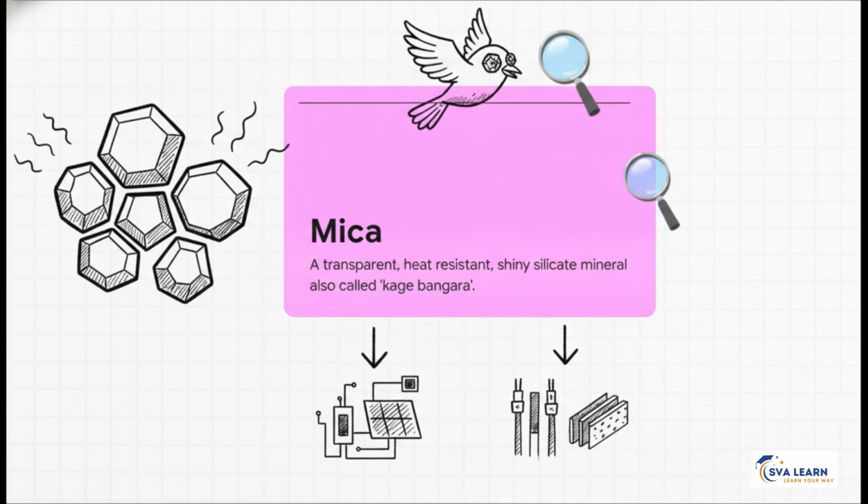Next up is mica, or as it's famously called in Canada, kage bangara. It's this really cool, transparent, heat-resistant, shiny silicate mineral. Now here is an exact previous year board exam question for you. Why is India's export volume of mica reducing today? The exact answer you must write down is because of the availability of substitutes for mica. Write that down, internalize it, it's a guaranteed mark if it shows up.